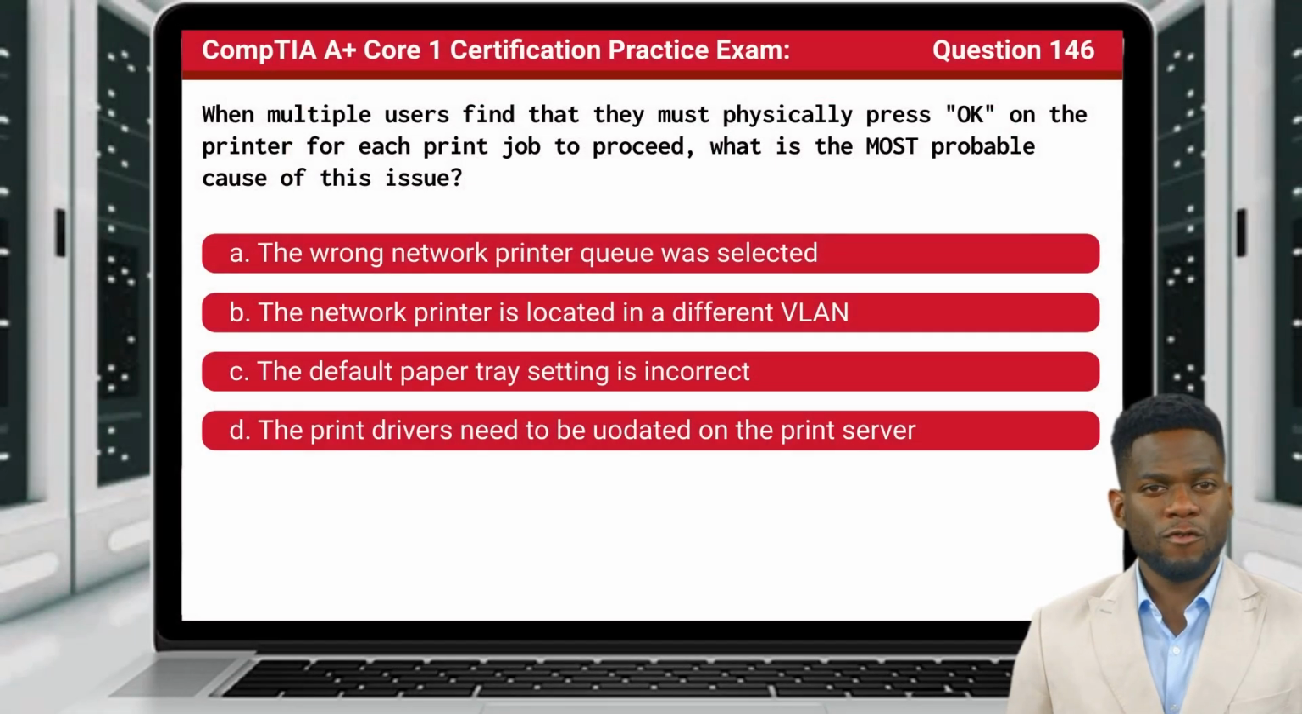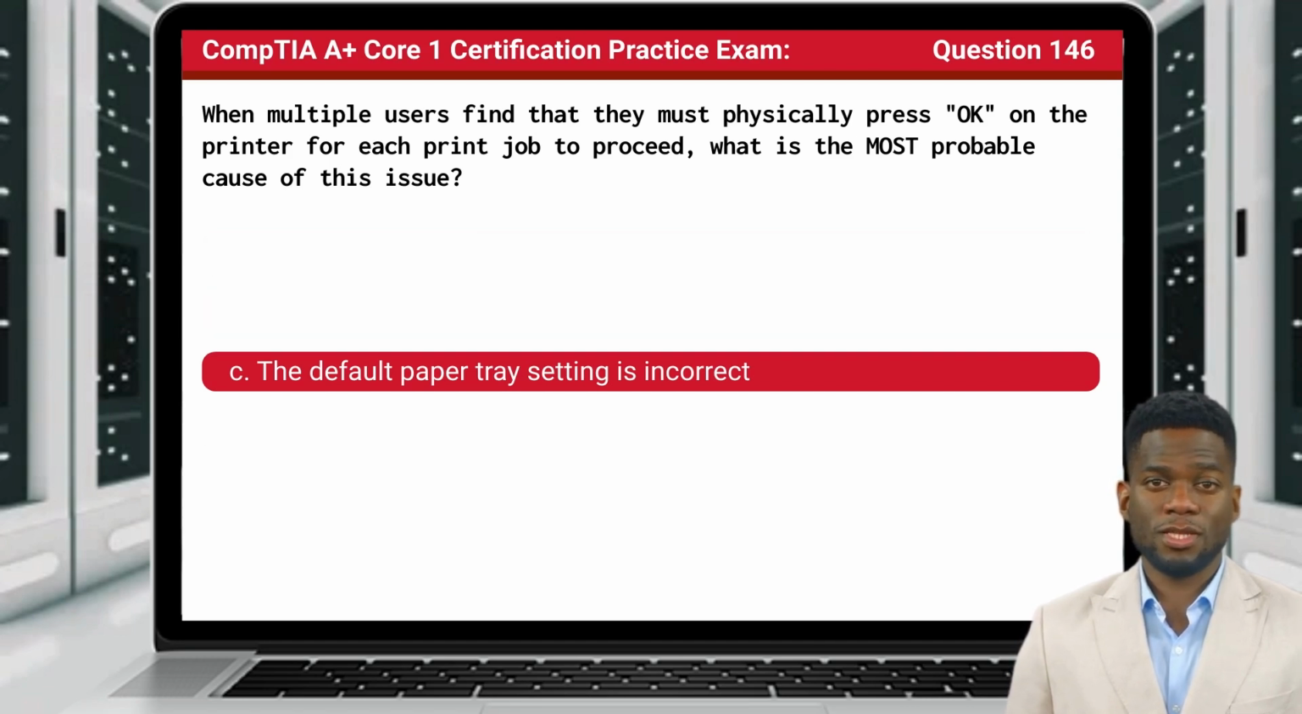Question 146. When multiple users find that they must physically press OK on the printer for each print job to proceed, what is the most probable cause of this issue? The answer is C. The default paper tray setting is incorrect.